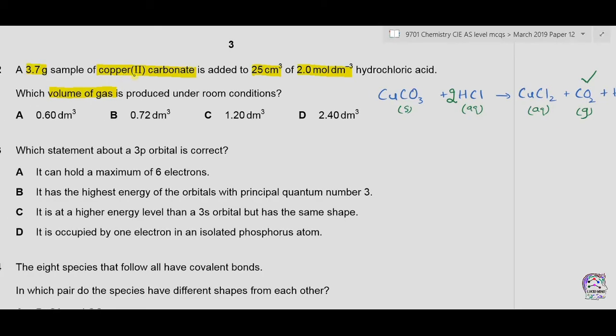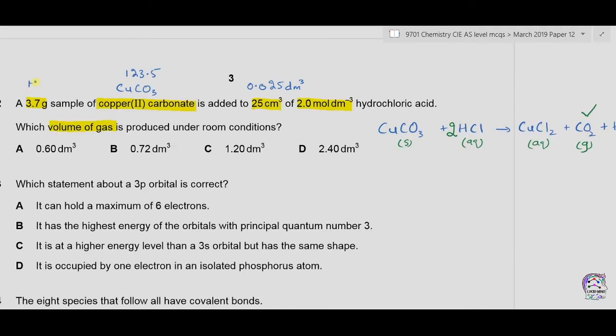Let's find the molecular mass of copper carbonate. We have CuCO3 and the molecular mass comes equal to 123.5. We can also convert 25 centimeter cube to decimeter cube, so just divide it by 1000. So we have the value 0.025 decimeter cube. Mass of copper carbonate is given, so we have to find the number of moles. Similarly, concentration of HCl is given and we have to find the number of moles of HCl and copper carbonate both. Using the formula, moles is equal to mass divided by Mr.